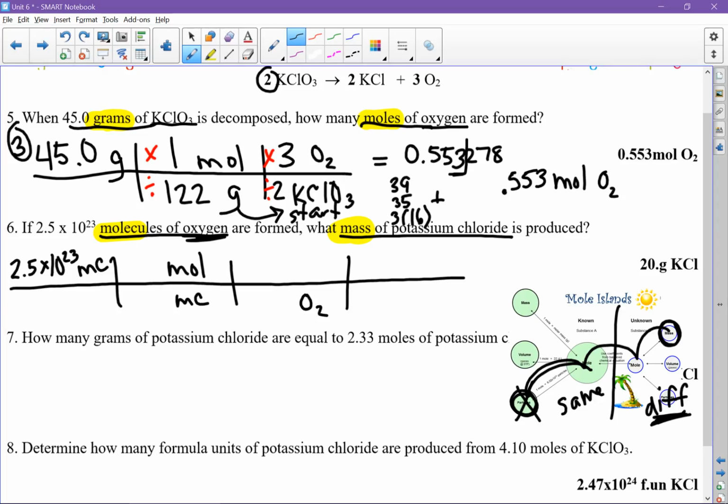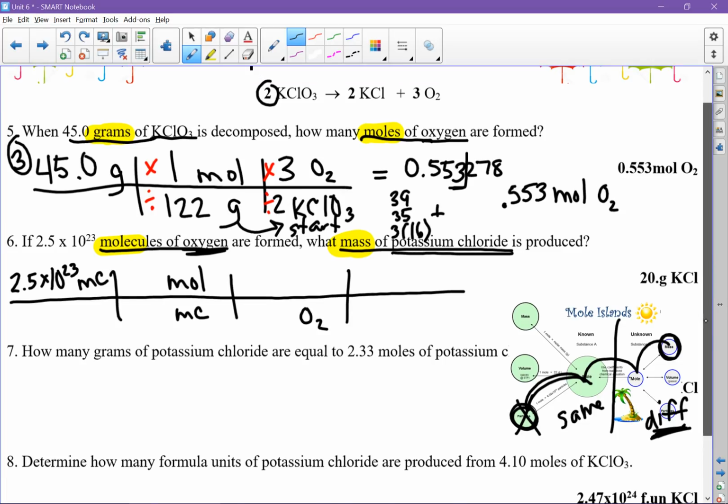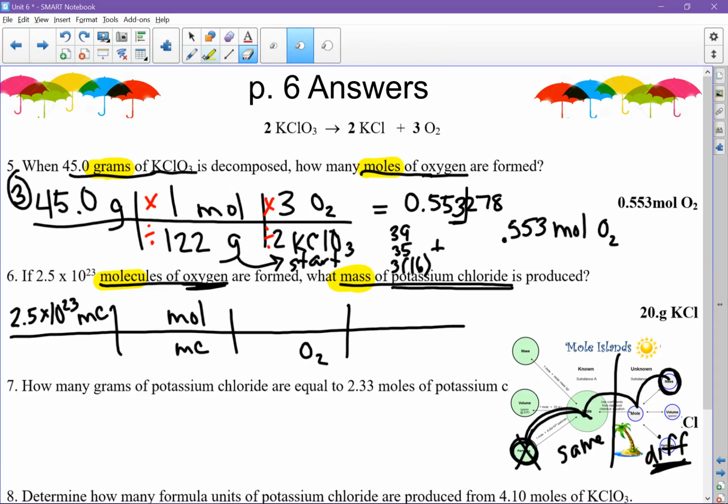The chemical that I want is potassium chloride. You don't have to figure out what that is. Find what's in the reaction with potassium and chloride in it. That's this thing right here, KCl. That's the new chemical that we want to switch to. Okay?